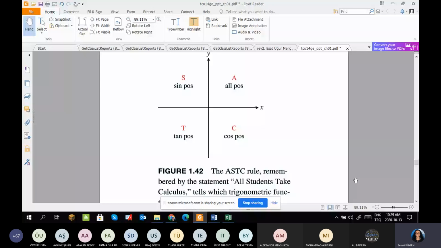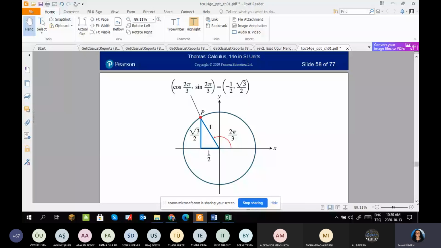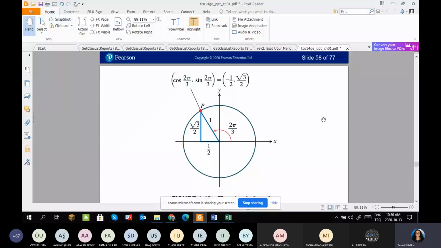Okay, so let's move on. This is an example. Let's say we want to find cosine 2 pi over 3. We want to find this point. We are going to draw this right angle triangle here, and we have the x value here and the y value here. Everything is negative except sine here, so cosine 2 pi over 3 is definitely negative.